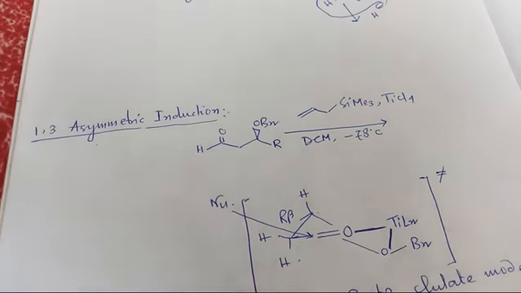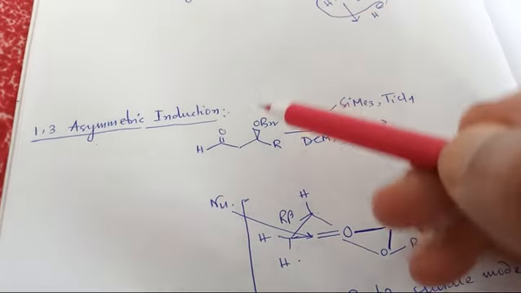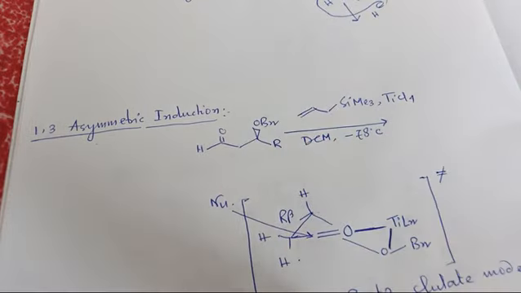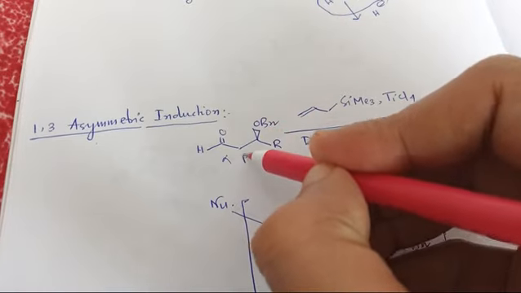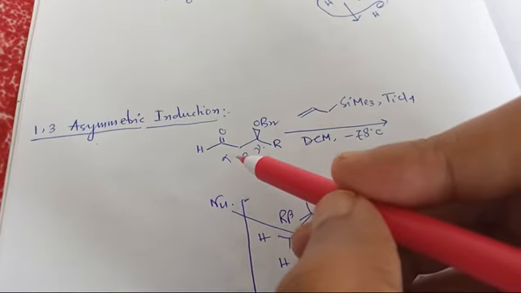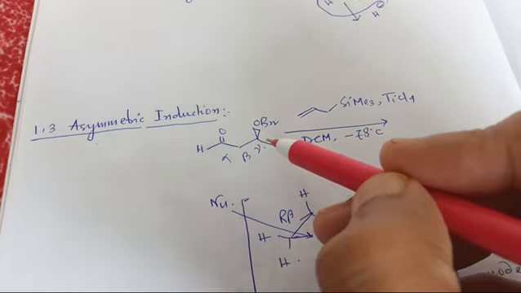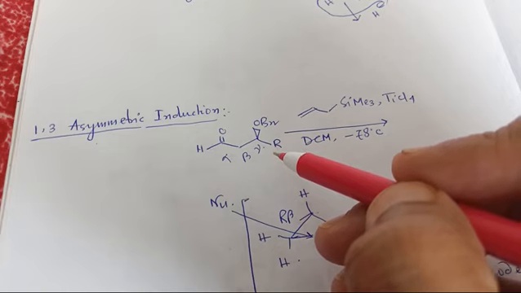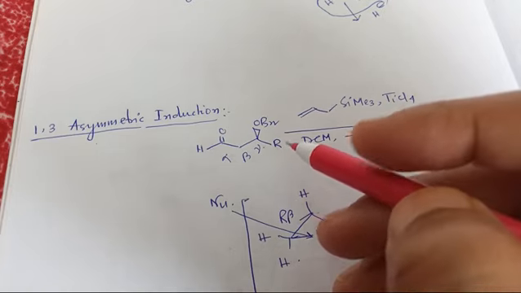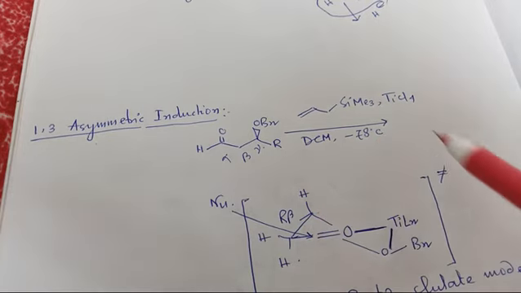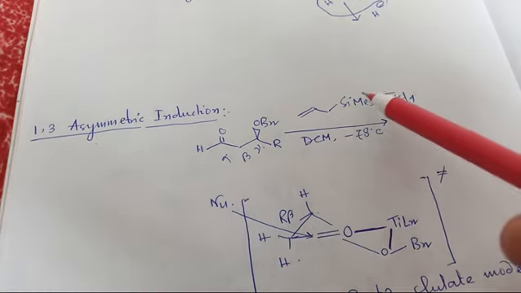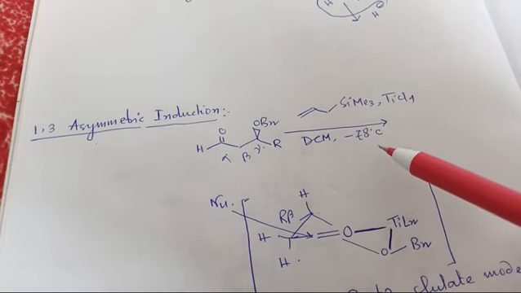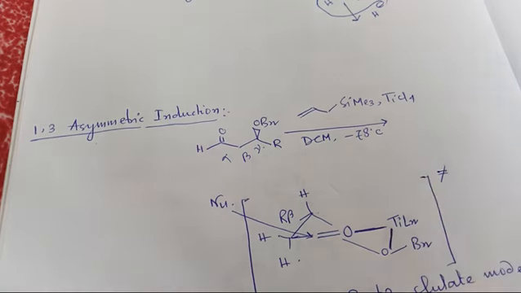Now coming to 1-3 asymmetric induction. Here you can see there is also a chiral center at the alpha, beta and gamma position. So this is the gamma center. The influence of the chiral center at the 3 position, or gamma position, with respect to carbonyl is called 1-3 asymmetric induction. Here we treat with this reagent in presence of TiCl4 in DCM solvent at minus 78 degrees Celsius. So what will be the product?